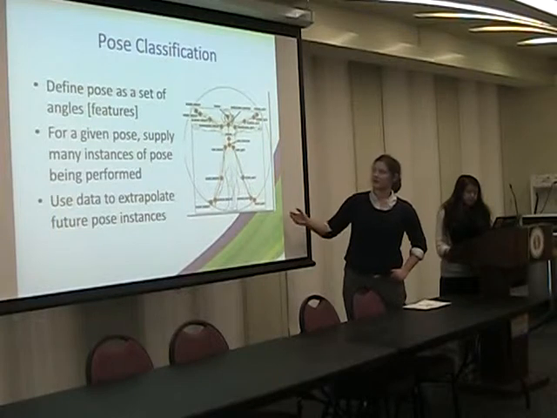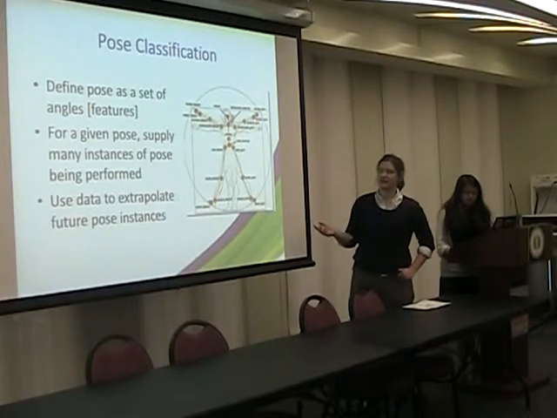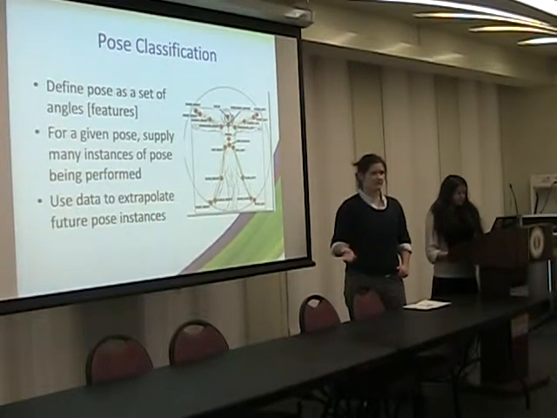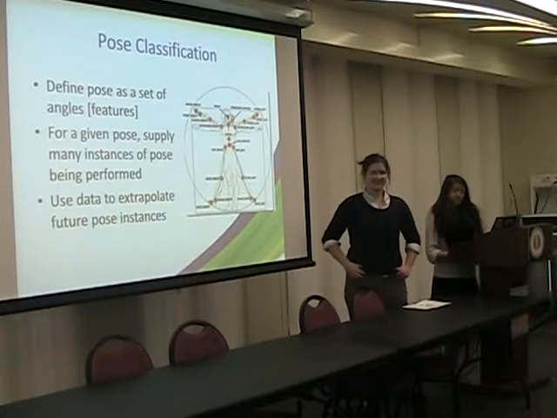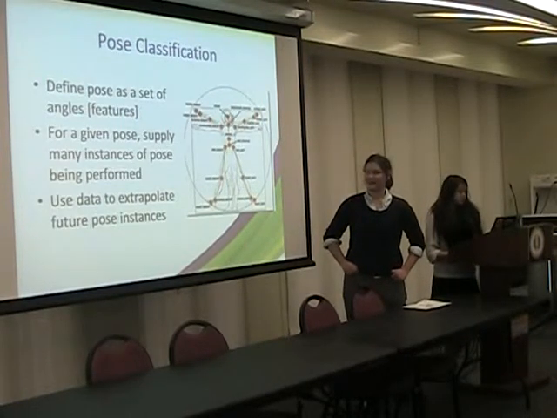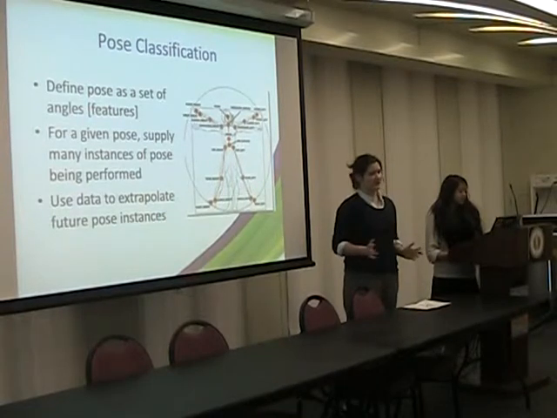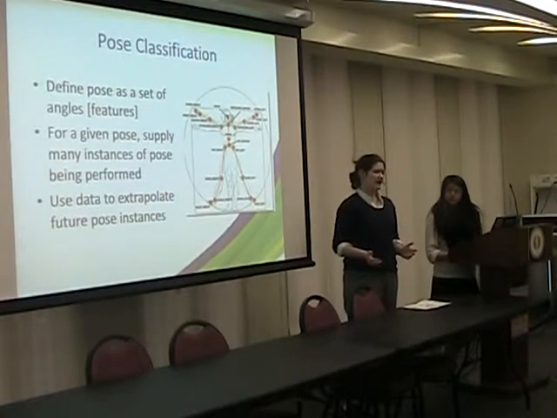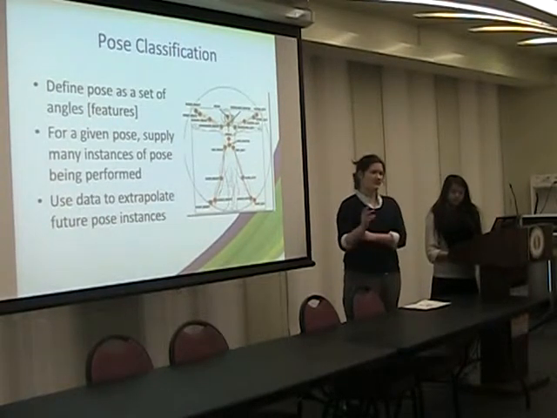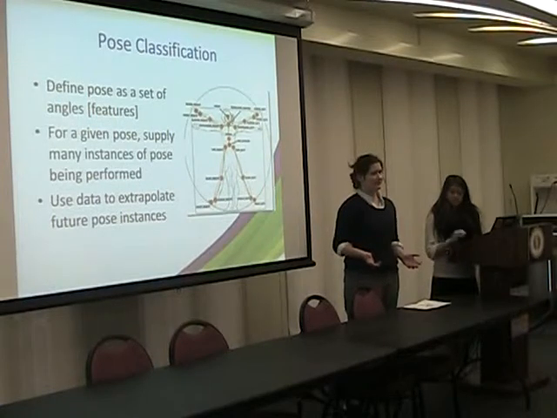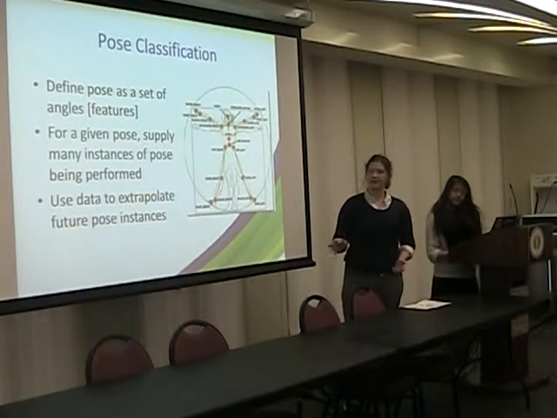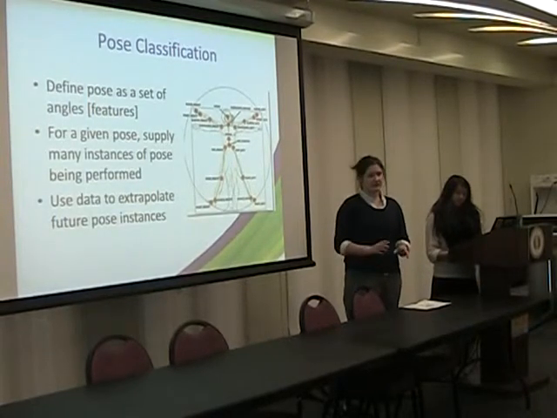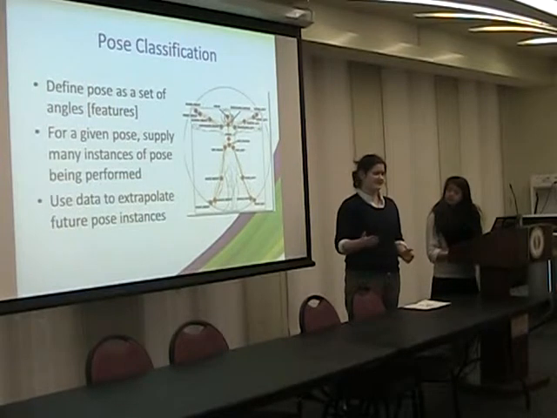Here are basically all of the joints that the Kinect can track. And like I said before, the pose is a set of angles between joints, which I call features for the purposes of this project. For any given pose that we want to train, we have to give my program a lot of different instances of this pose being performed. Because we're using angles, different body types shouldn't matter, but it's best if we cover all our bases and have lots of people perform the specific pose we want to generate. Then we use all this training data to extrapolate future instances of this pose being performed.